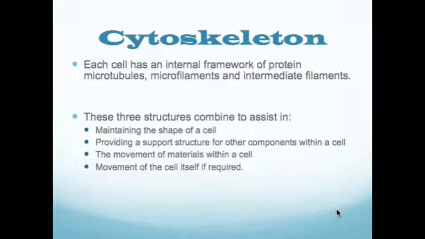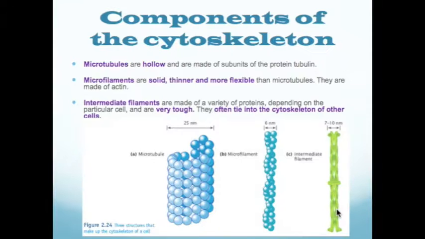So, the cytoskeleton. Each cell has its own internal framework, and this framework is made up of proteins that include microtubules, microfilaments, and intermediate filaments. The purpose of the cytoskeleton is to maintain the shape of the cell and provide structural support. It also allows the cell to move materials around its internal environment. Microtubules are hollow, long filaments made up of the protein called tubulin. Microfilaments are solid, thinner, and more flexible, and they're made up of actin. And intermediate filaments are very tough and made up of a variety of proteins. But their purpose is often to tie cells together, to adhere cells to one another.